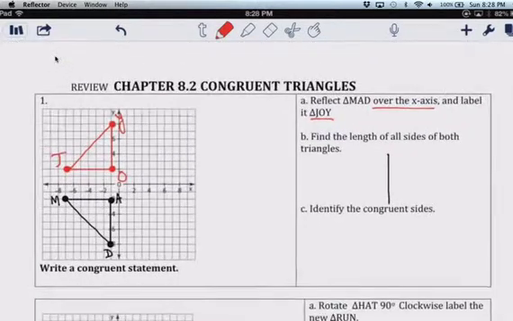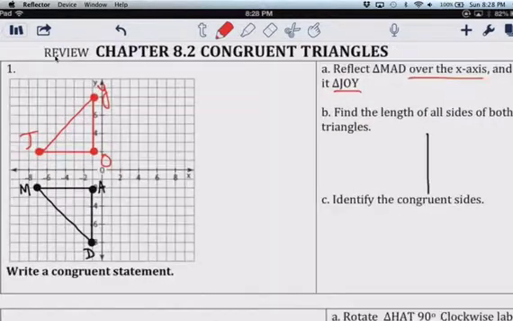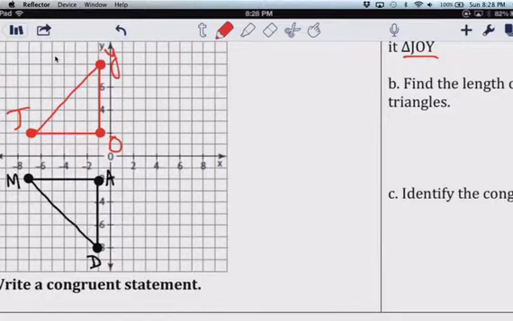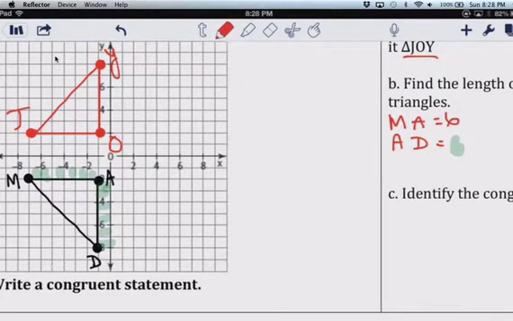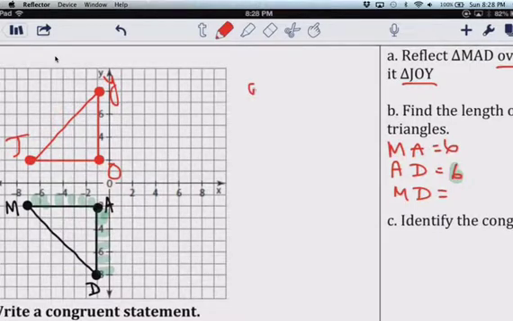There we go. Find the length of each one. Let's do MA first. MA is 1, 2, 3, 4, 5, 6. MA equals 6. And AD is equal to 1, 2, 3, 4, 5, 6, 6 also. And MD, you don't know unless you do a squared plus b squared equals c squared.